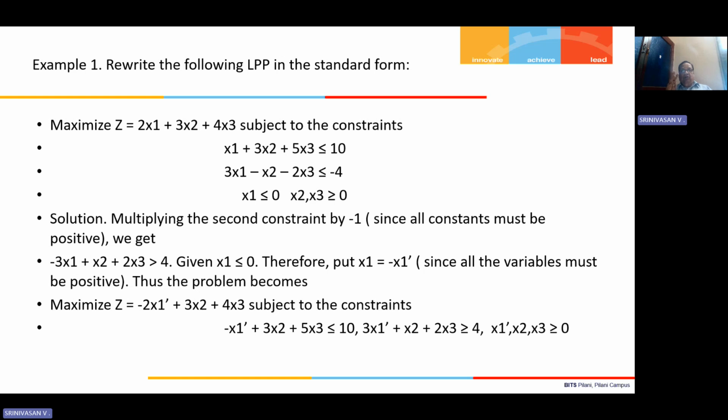x1 less than or equal to 0, x2, x3 greater than or equal to 0. Well, x2 and x3, each one of them is greater than or equal to 0. That is, decision variables are non-negative, fine. But x1 less than or equal to 0 should not be. So decision variables should be non-negative. That is very important. So you have to go for some substitution.